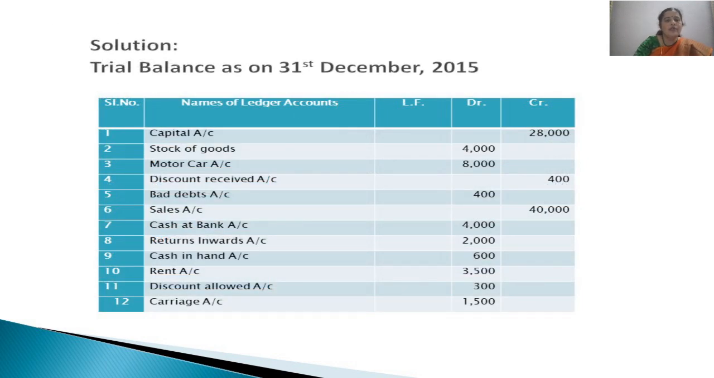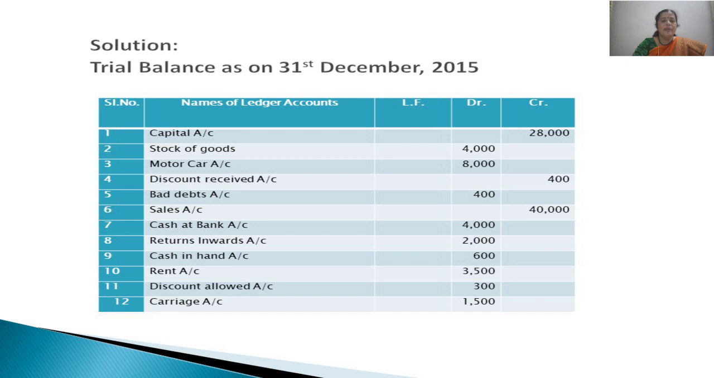So this is the format of the trial balance. The heading should always be like this: trial balance as on or as at, because trial balance is prepared not for a particular period but as on a particular date, or as at a particular date. So it will be as on or as at, not for the period ending, like that you write for certain accounts. No, it's not like that. As on or as at 31st December 2015.